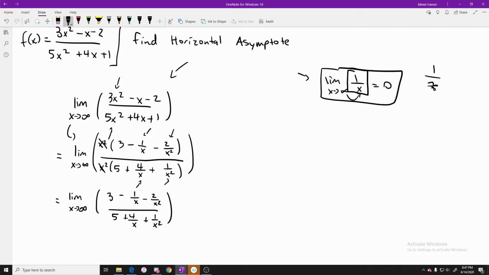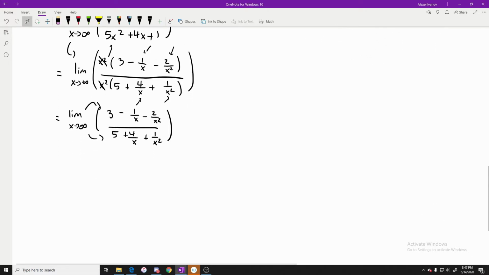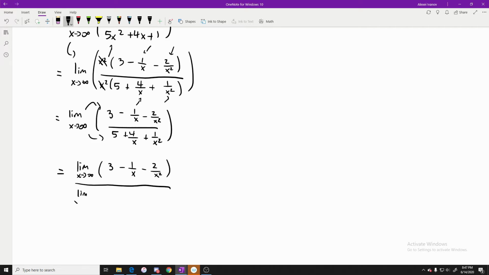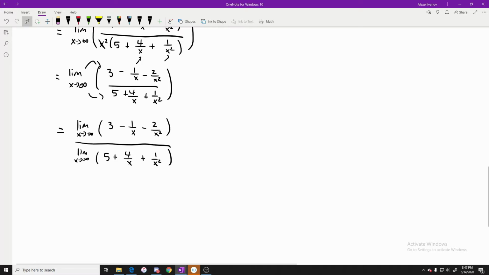And what I'm going to do now is distribute this limit to the top and the bottom, just like we learned in a few lessons ago, actually. So I'm going to get the limit as x approaches infinity of the top, the numerator, meaning 3 minus 1 over x minus 2 over x squared. And this is all going to be over the limit as x approaches infinity of the bottom, the denominator. Now again, using our limit laws, we can distribute this limit even further by giving it to each function. So let's do that now.